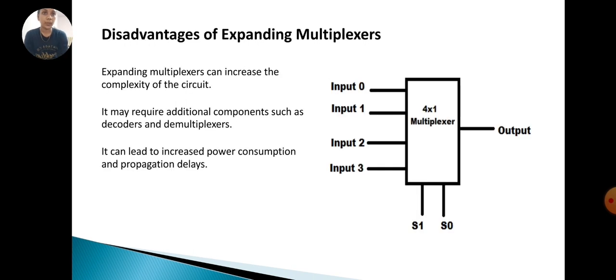Disadvantages of expanding multiplexers. Expanding multiplexers can increase the complexity of the circuit. It may require additional components such as decoders and demultiplexers. It can lead to increased power consumption and propagation delays.